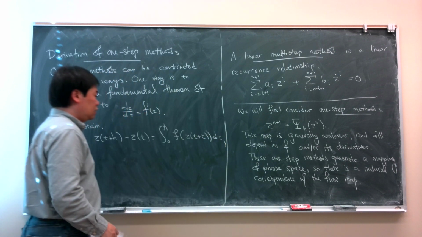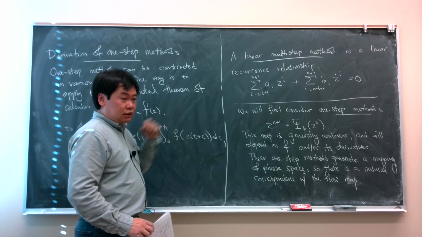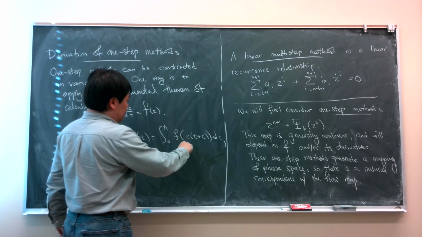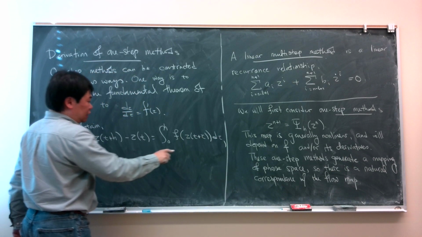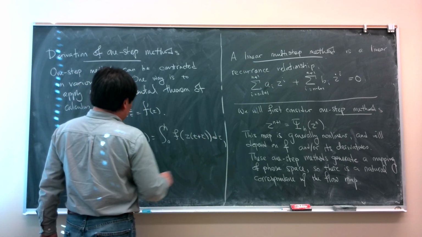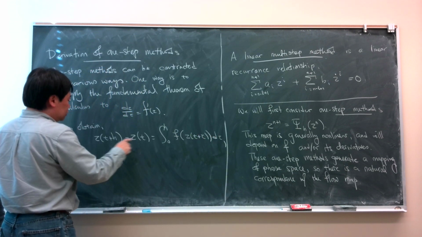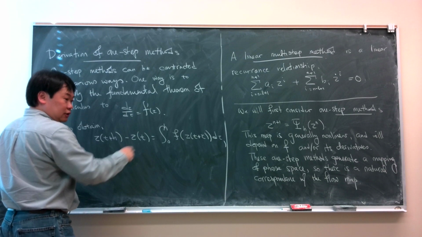Basically what happens is that if you happen to know the solution of the differential equation going from z at t to z at t plus h, and you evaluated the vector field f along that curve, then the integral of that is going to be exactly the difference between the solution at the new time and the solution at the old time.